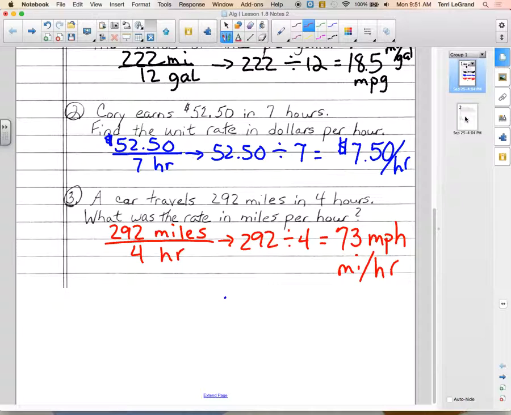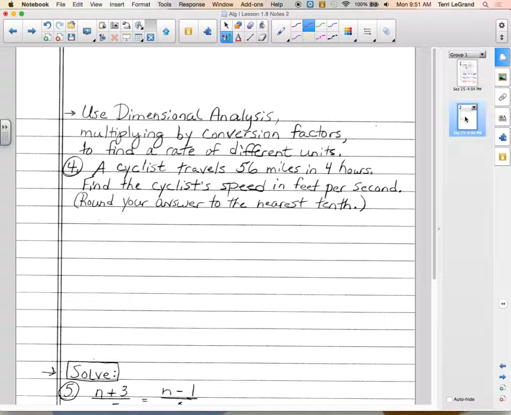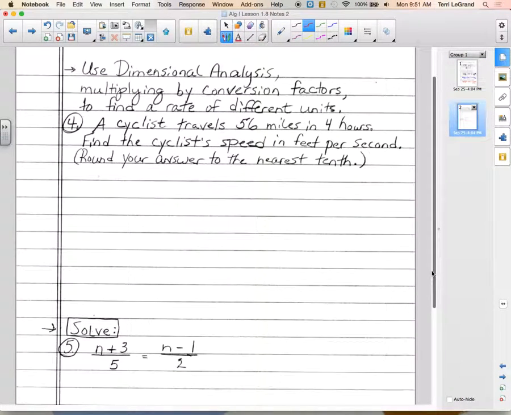Okay, let's go on to our dimensional analysis. This is always the one that's a little bit more challenging for students. Using dimensional analysis, multiplying by conversion factors. In other words, we're going to set up rates that will help us find a rate in different units. If they don't like what was given to us and they want us to convert it to something else, how are we going to do that?